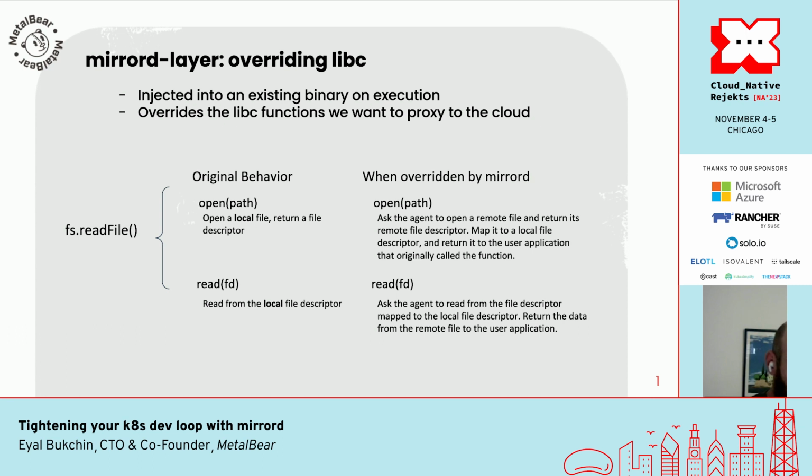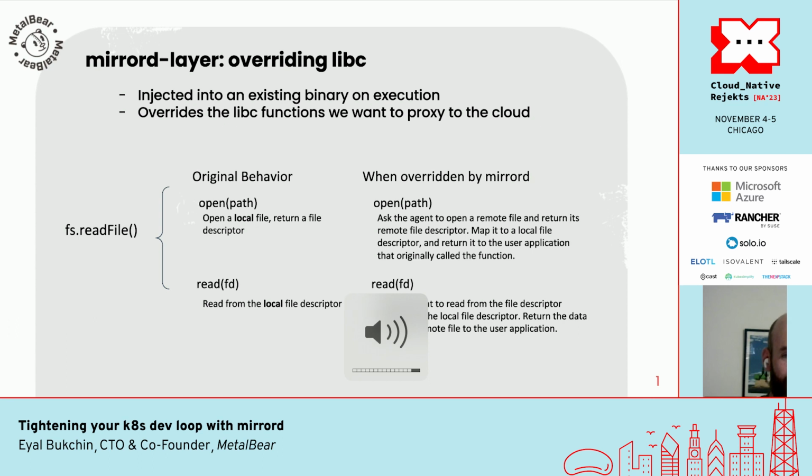So most common frameworks use libc for the syscalls. One pesky outlier is Go, and we actually have a bunch of assembly code just to support it. But it's worth it. So the layer overrides these functions, and then using the agent, it proxies them to the cloud. So the easiest example is reading a file.